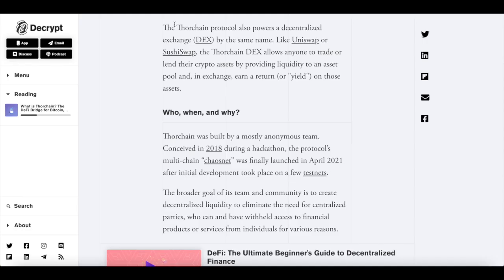So the THORChain protocol also powers a decentralized exchange, a DEX by the same name, like Uniswap or SushiSwap. Now, the THORChain DEX allows anyone to trade or lend their crypto assets by providing liquidity to an asset pool and earn yield on those assets. So that's pretty good, that you can earn returns or yields.